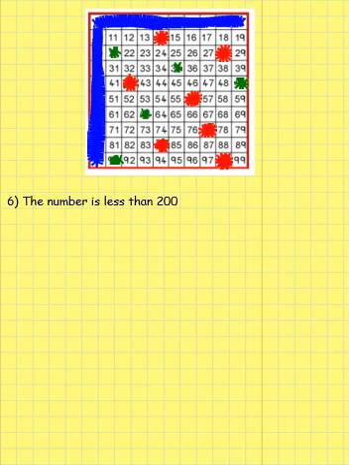The next clue then, the number is less than 200. Well, that doesn't really help me, does it? Because our number grid is only up to 99, and we already know from the question originally that the number is on this grid somewhere. It's not going to be a number between 100 and 199. So as much as this clue is factually correct, it doesn't do me any favours at all in terms of solving this problem. So we'll skip past this one and move straight on to the next clue.